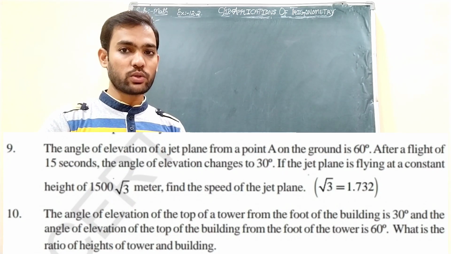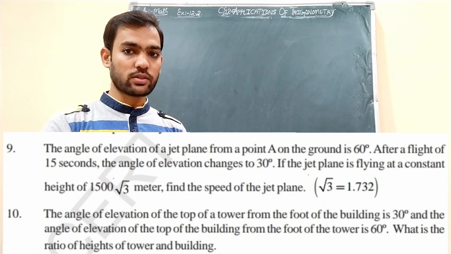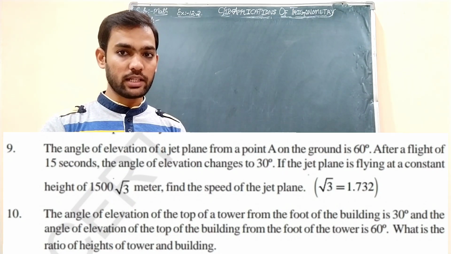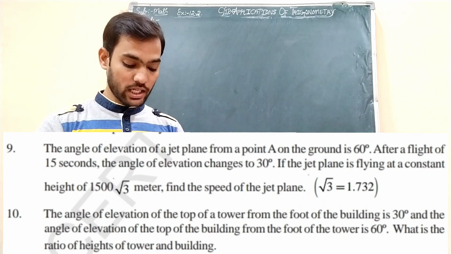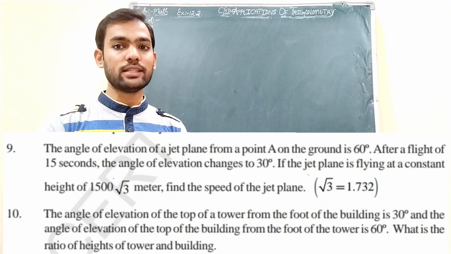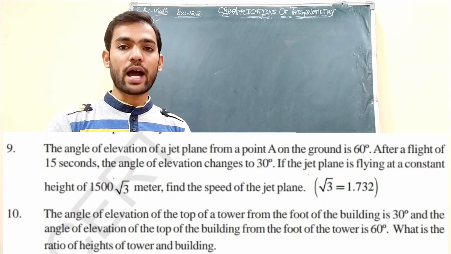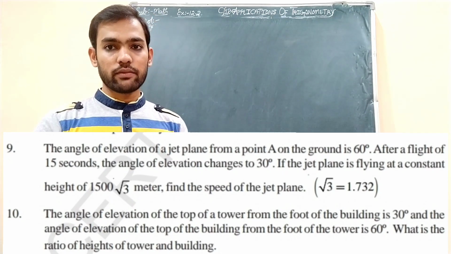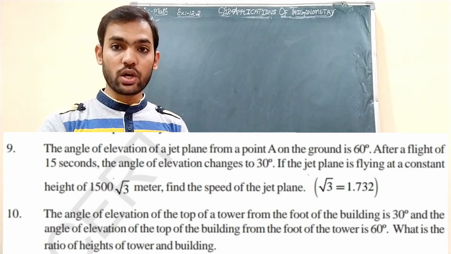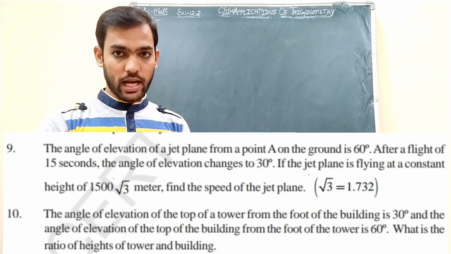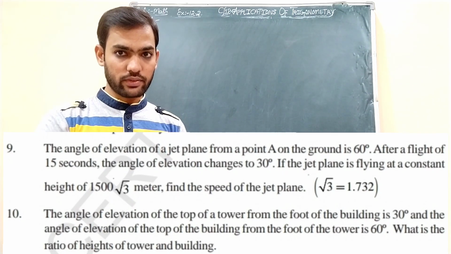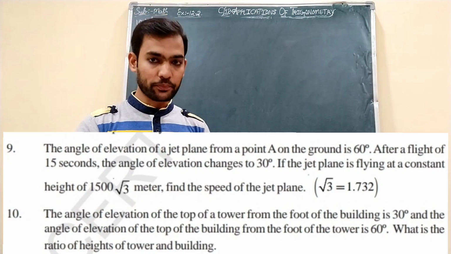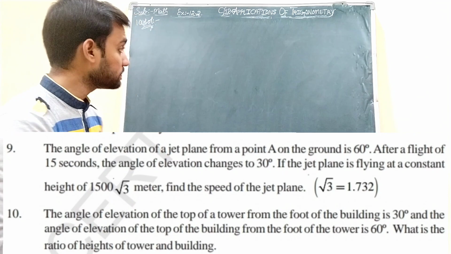One more question we have done wherein also the tower and building were involved, but the tower was larger than the building. But here the building is larger because the angle of elevation to the top of the building is 60 degree. What is the ratio of heights of tower and building? Here we need not calculate any of the heights. We need to calculate the ratio of their heights, first the height of the tower, then the height of the building. Okay students, so let us proceed here.